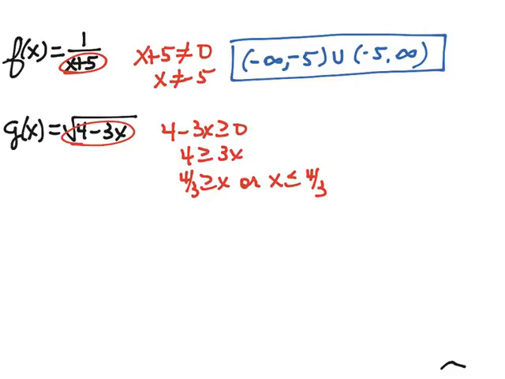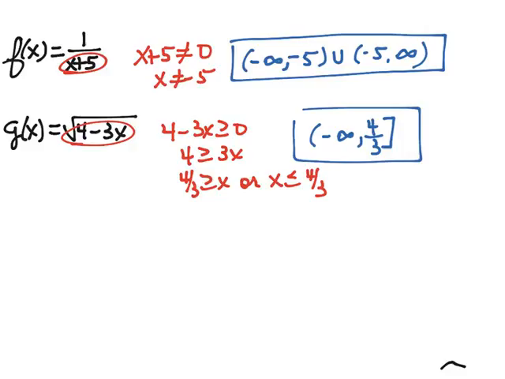So the way we would write that in interval notation, again, we would start at negative infinity and go up to all the numbers to 4/3, including 4/3. So we're going to use a bracket to indicate that the 4/3 is included in the domain.